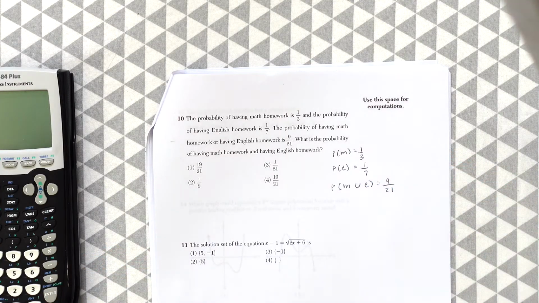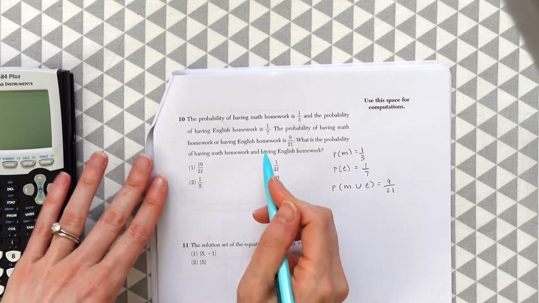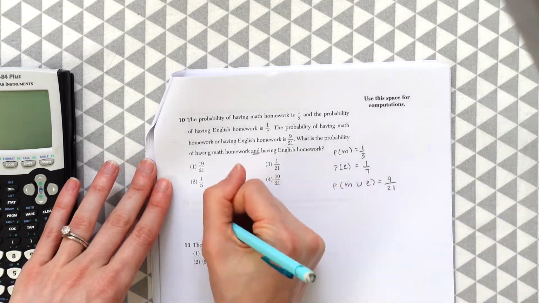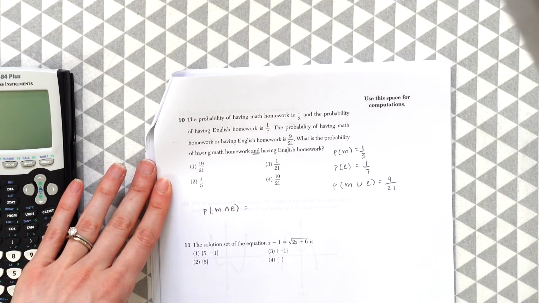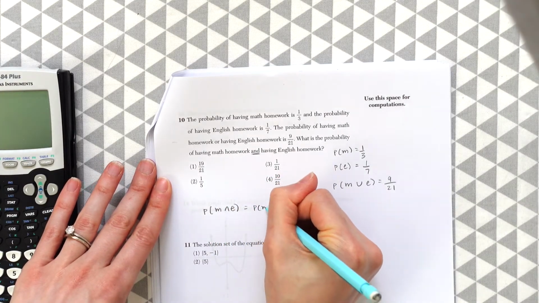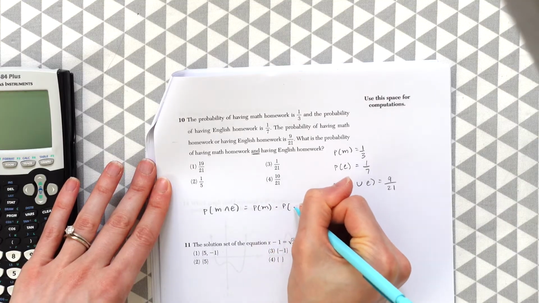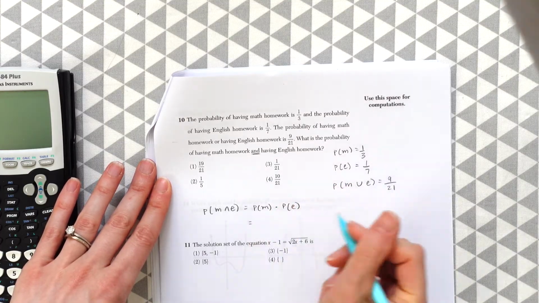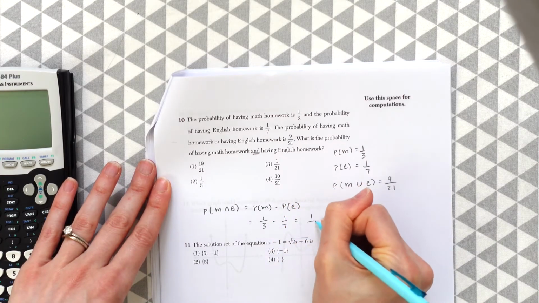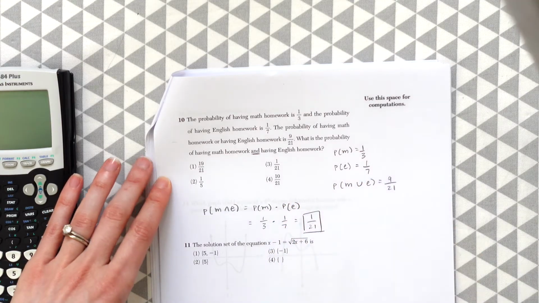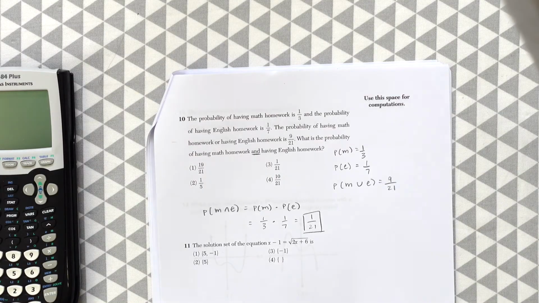What is the probability of having math and having English homework? So we have probability of math and English. We're just going to multiply the probabilities together. So it's going to be P of M times P of E. So when we do this, we'll get 1/3 times 1/7, which is just 1/21. So that's a nice formula to remember. And the answer to this is choice 3.